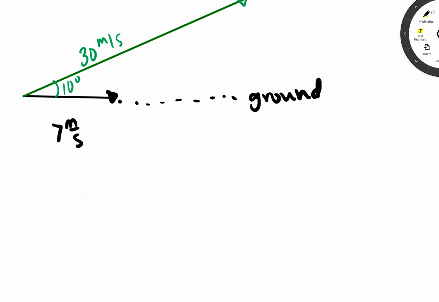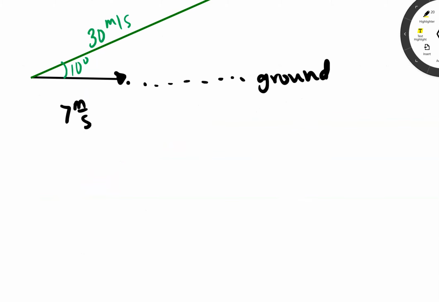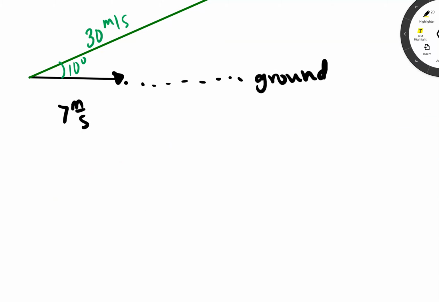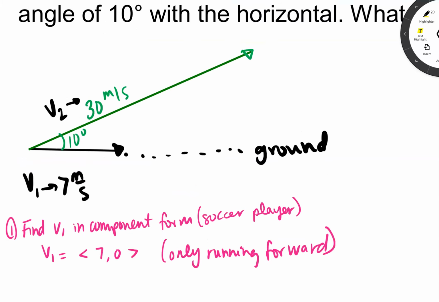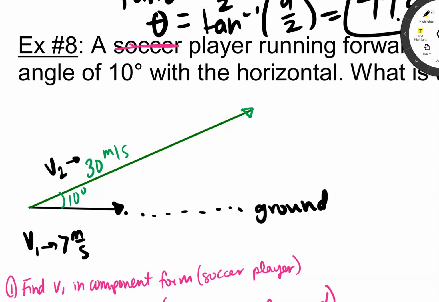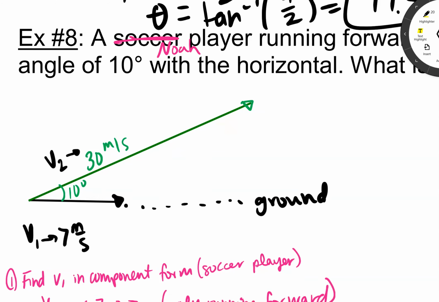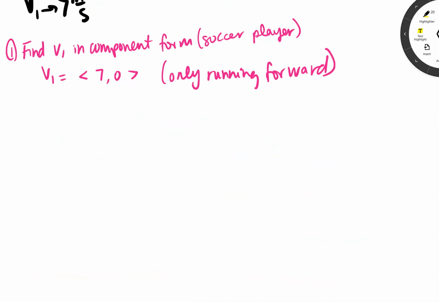The first thing we're going to do is put our vectors in component form. I'm going to let V1 be my soccer player, and I'll let V2 be the ball being kicked. So we need to break them into components. Keep in mind, V1 is all horizontal because the player is only running forward. I chose soccer player Noah, another one of my math students. Noah's playing soccer, he's only running forward.